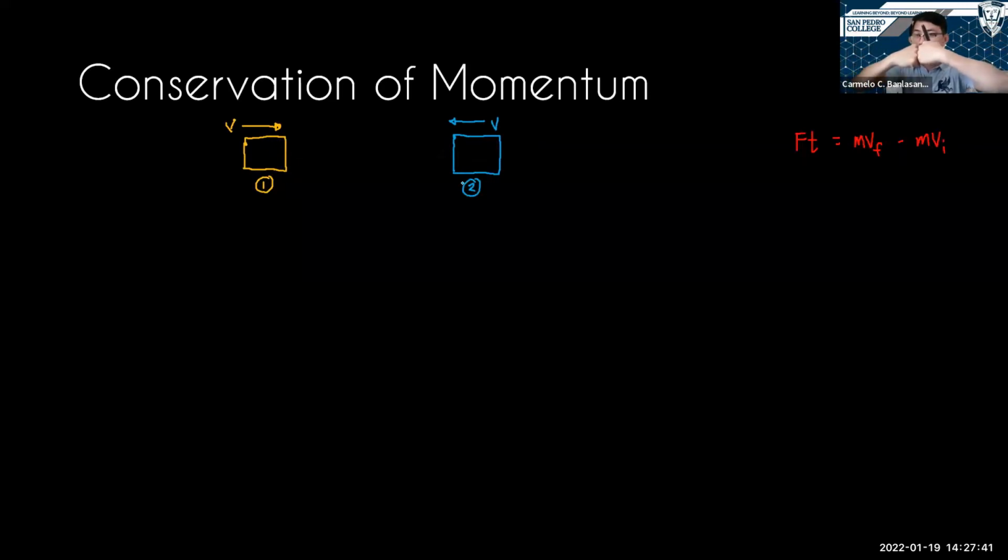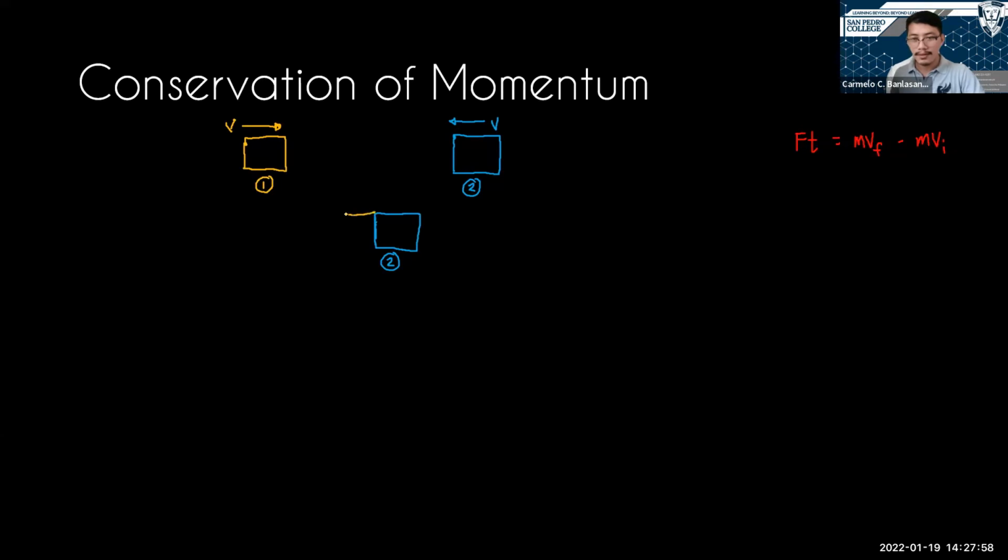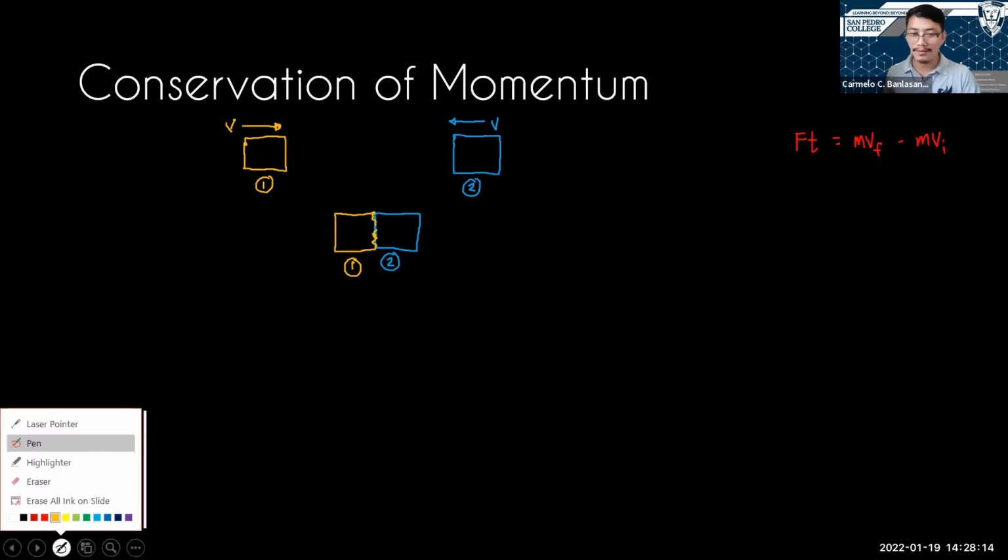So that means they will collide after some time. So after some time, of course, they will collide. For example, here. This is now the collision part. So the second object has now collided with the first object. Okay, they have now collided. So let us try to analyze what happens during the collision.